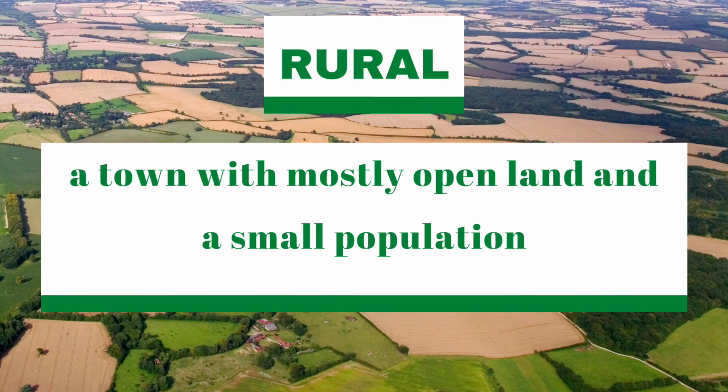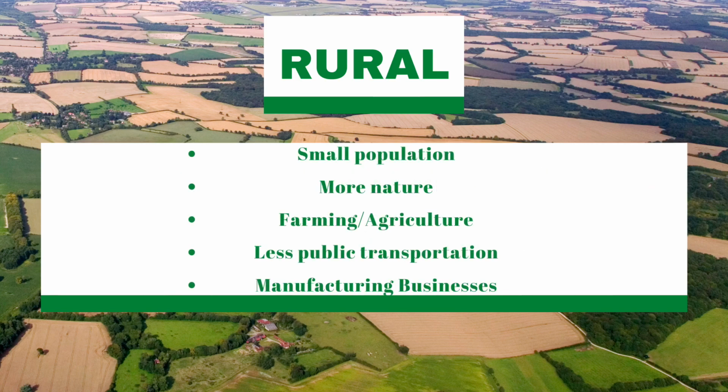And let's not forget the characteristics for our rural environment, a town with mostly open land and a small population. So, in a rural environment, like we said, there's a small population. Not too many people live in rural areas compared to the cities in urban areas. There's definitely a lot more nature, whether it be farmland or parks. Many national state parks are close to the rural areas.